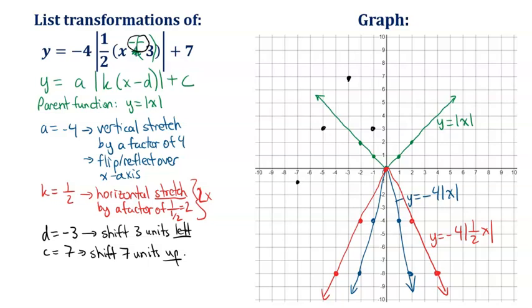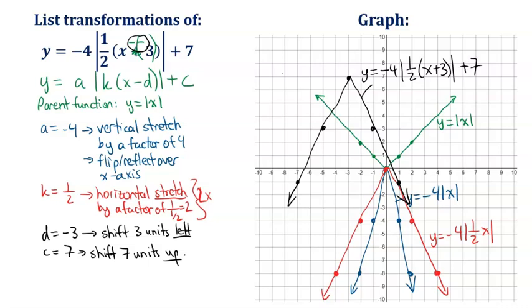You could also take each of the points on the red line and you could shift them 3 left and 7 up, and they end up being the same points that I'm graphing right there. So now we draw a line between those points, and that is our fully transformed function. That is a function y equals -4 times the absolute value of 1/2 x plus 3, and the absolute value, and then plus 7.